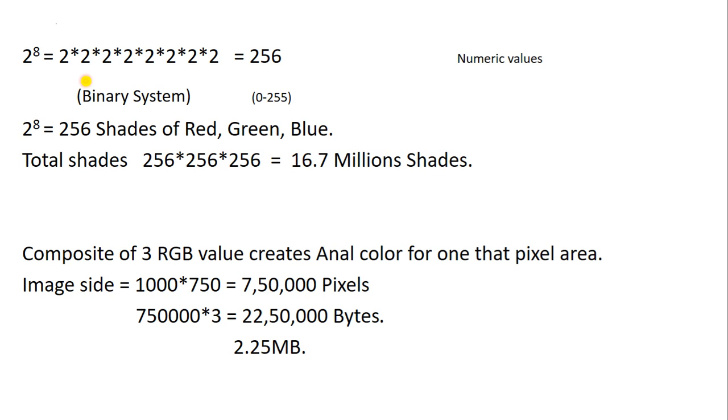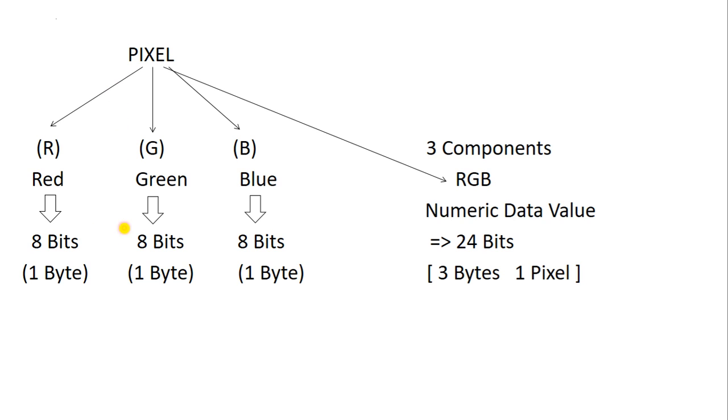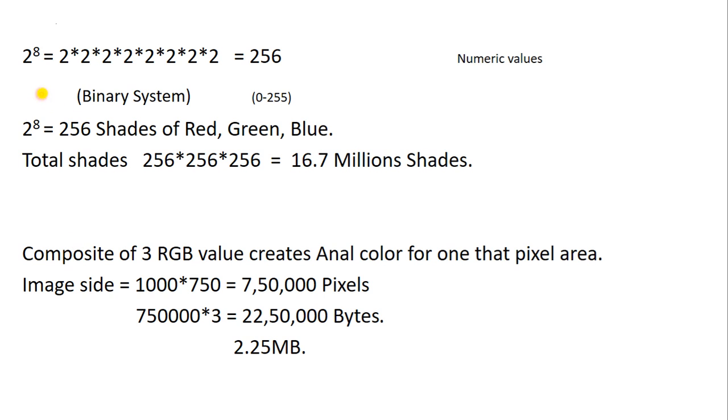Let's take it to the binary system. In the binary system, the base is always 2. The power we have taken here is 8. Why? Because of the pixel; we are seeing one component now, and one component's value is 8 bits. For this reason we have taken 2 raised to 8.